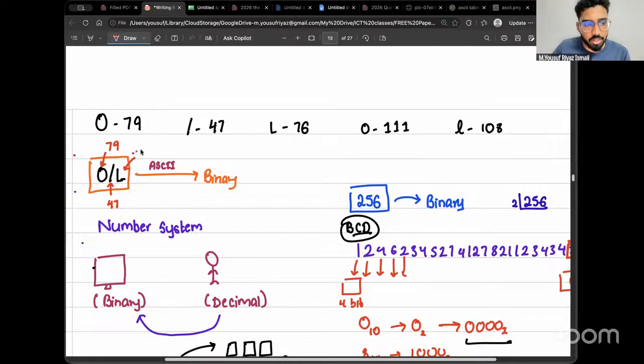Correct. This is capital L, so the value is 76. To convert this to binary, I have to individually convert 79 to binary, 47 to binary, and 76 to binary.